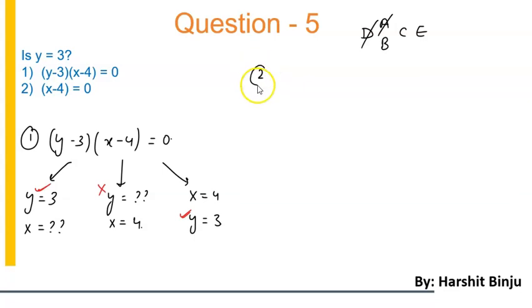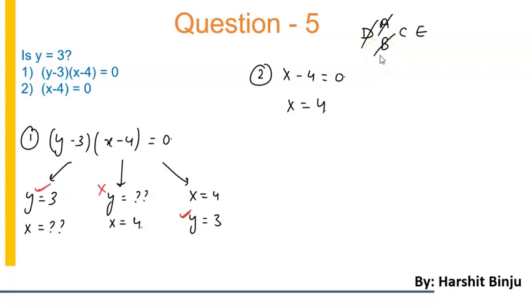Second one says that x minus 4 is equal to 0, which means x will be equal to 4. Now if x is equal to 4, do you know anything about y? No, you do not know anything about y. So can I make any conclusions regarding y from statement 2 alone? No, I can't do that. So B also goes out.